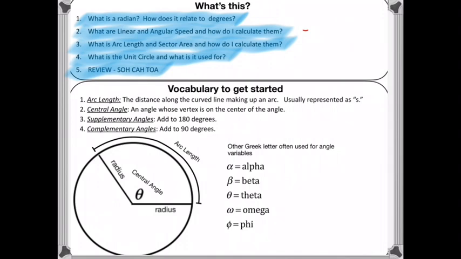Okay, so the vocabulary that we're going to need to get started is a few things that we're going to knock out. First of all, we need to know arc length. Arc length is this distance right here on a circle. So say, for example, if you're eating a pizza and you don't like the crust, that distance right there is the arc length, the length of the crust that you leave on your plate or whatever, okay?